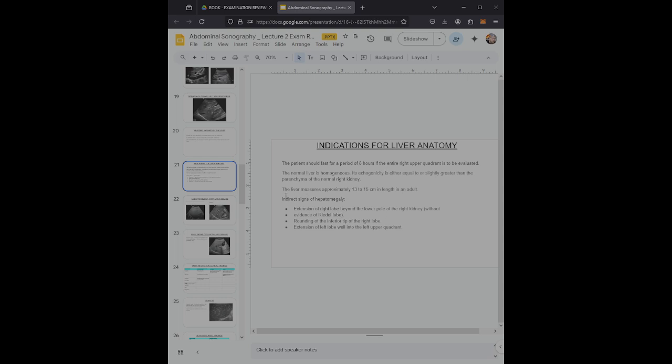So these are certain indirect signs of hepatomegaly: an extension of the right lobe beyond the lower pole of the right kidney, without evidence of a Riedel lobe. That is very important. We had said the Riedel lobe can extend all the way to the iliac crests. Rounding of the inferior tip of the right lobe. So usually the right lobe is sort of triangular, and if it rounds, we can assume there is some hepatomegaly. Extension of the left lobe well into the left upper quadrant.